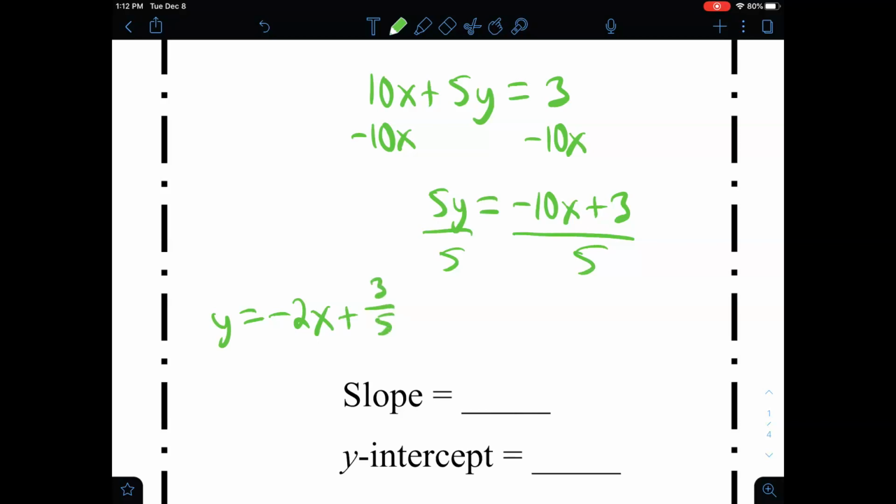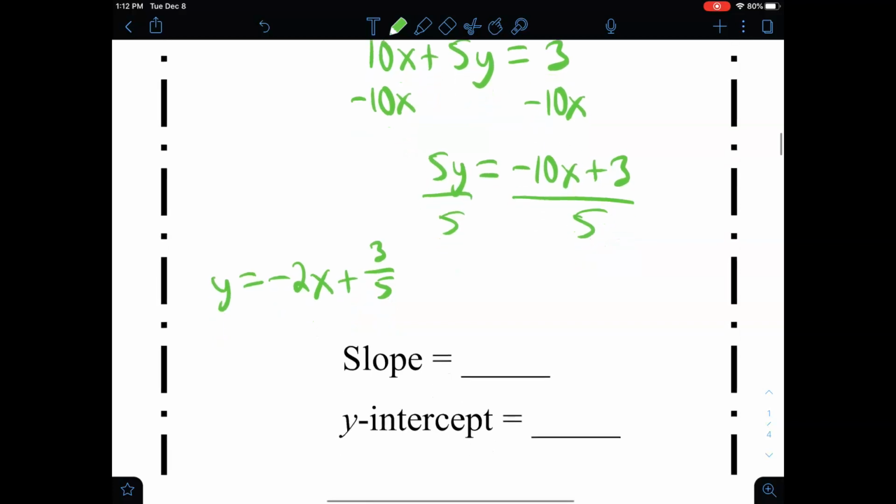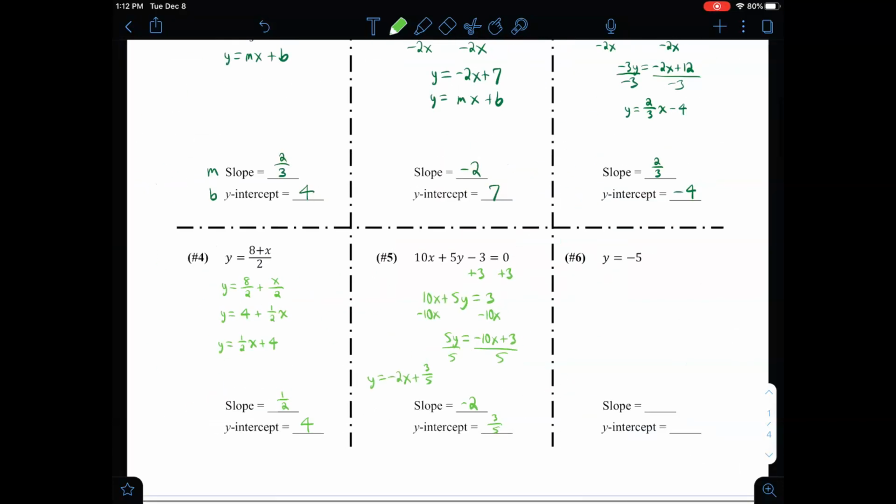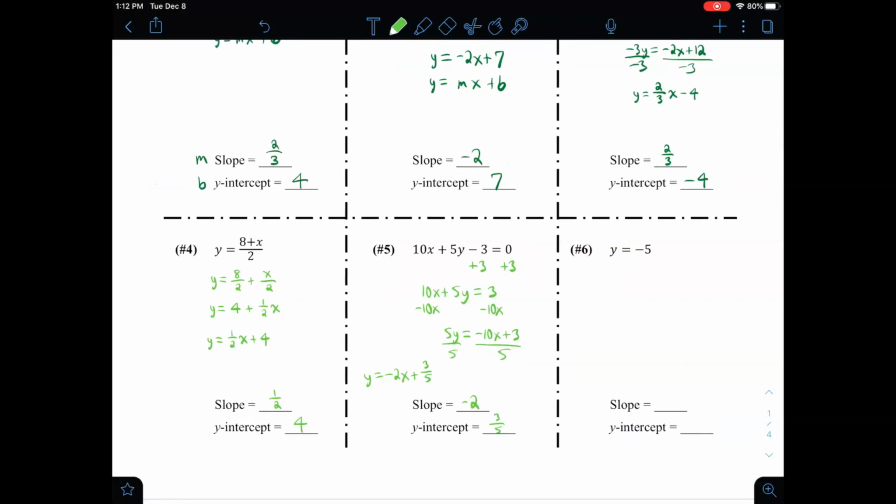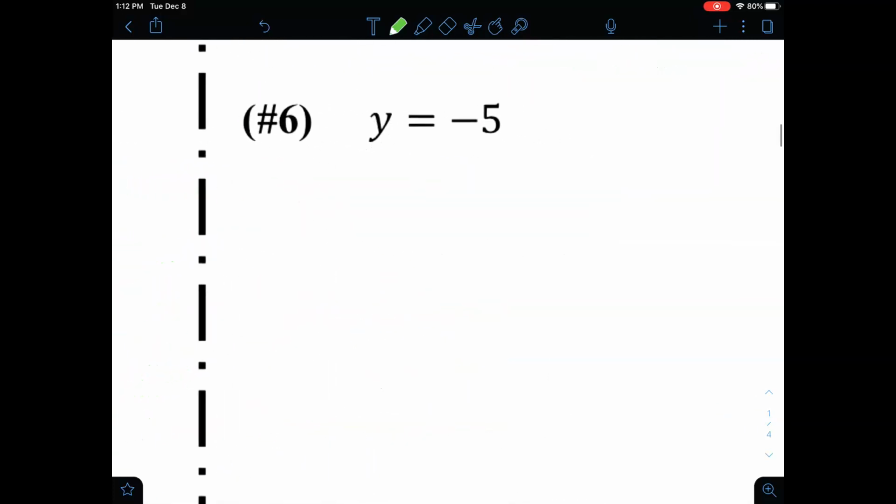Do not use decimals, all right? Keep it as fractions. And then negative 2x, our slope is going to be negative 2. That's what's in front of the x. And our y-intercept is going to be 3/5, which is kind of weird, but you can have y-intercepts that cross at a fraction.